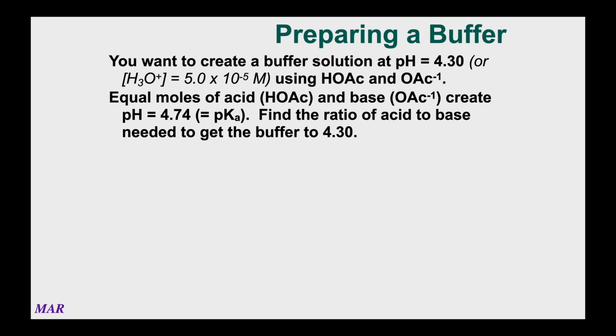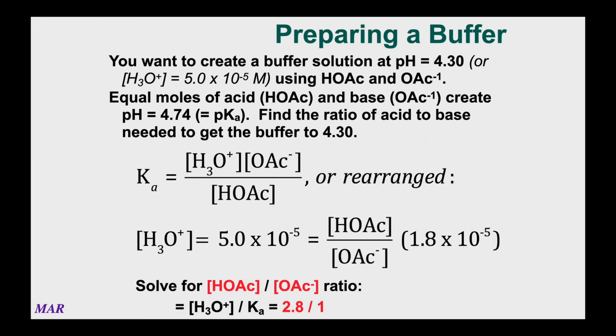Let's go back to that thing. We want to create a buffer system, again at a pH of 4.30 or hydronium 5.0 times 10 to the minus 5, using acetic acid and acetate. Equal moles of acetic acid and base would again create a pH of 4.74. That's what the pKa is for. So if we want to find the ratio of acid to base needed to get the buffer pH to 4.30, we can absolutely use the Henderson-Hasselbalch again.